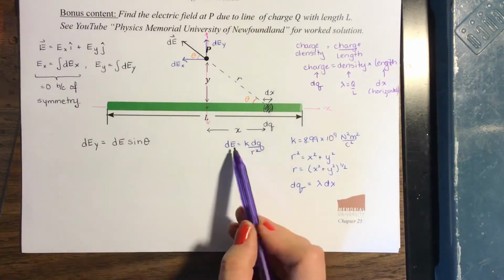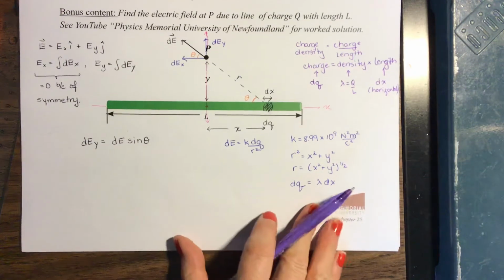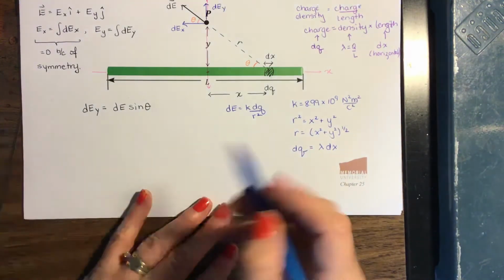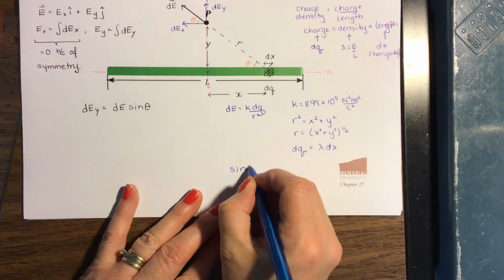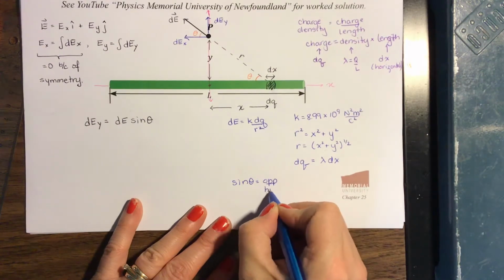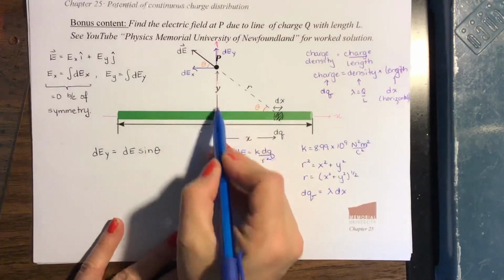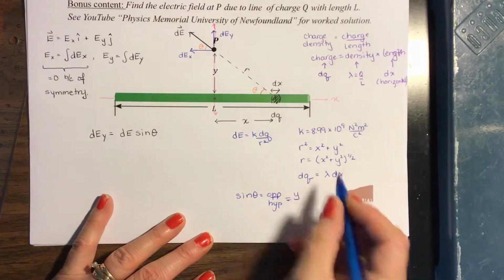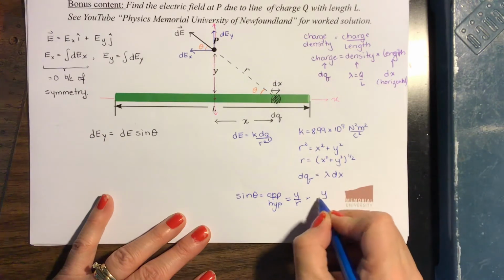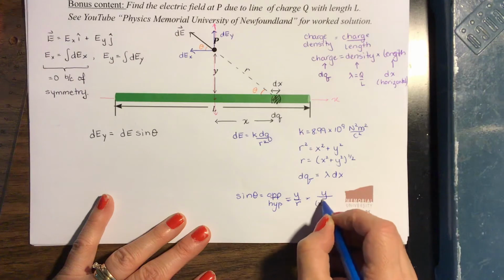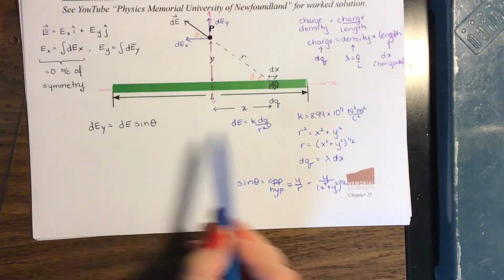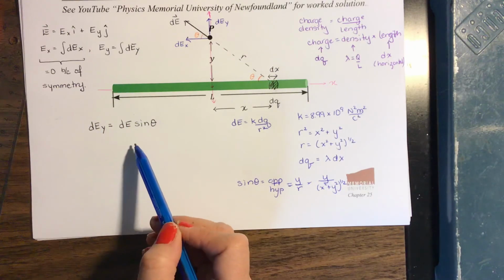So that's our dq. We also want to know what sine theta is, so let's write that part down as well. So sine theta is equal to opposite over hypotenuse. In our picture here, y is the opposite, and the hypotenuse is r. But for r, we said it was y squared plus x squared, take the square root. Okay, so those are all the ingredients we need to put into this expression, so that's the part we'll do next.